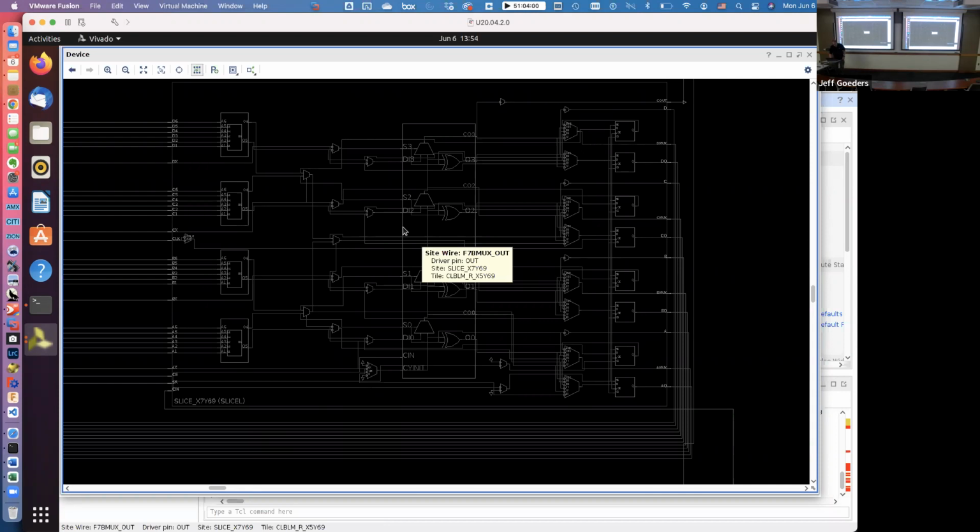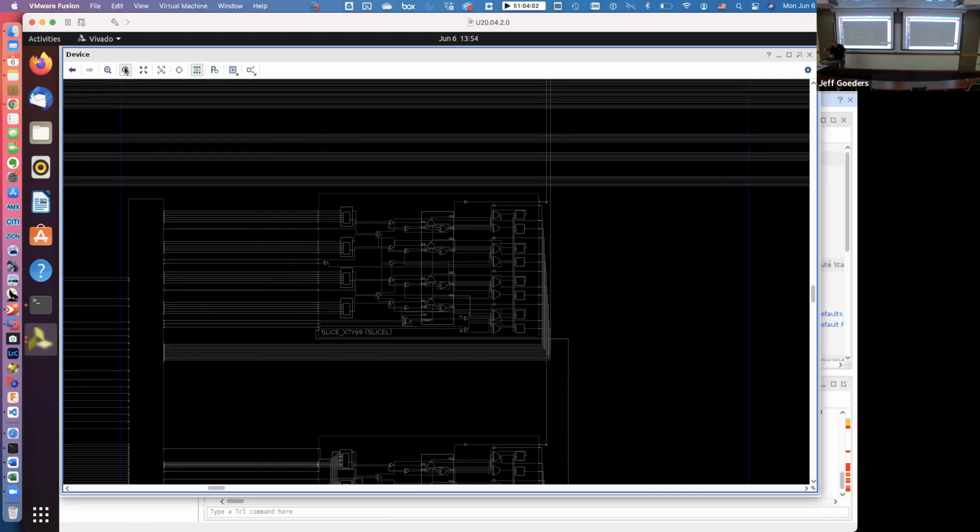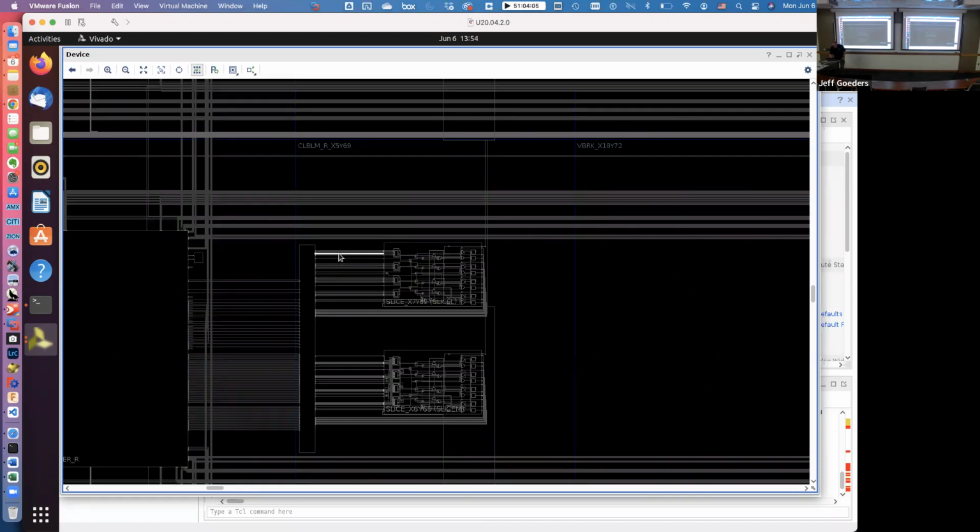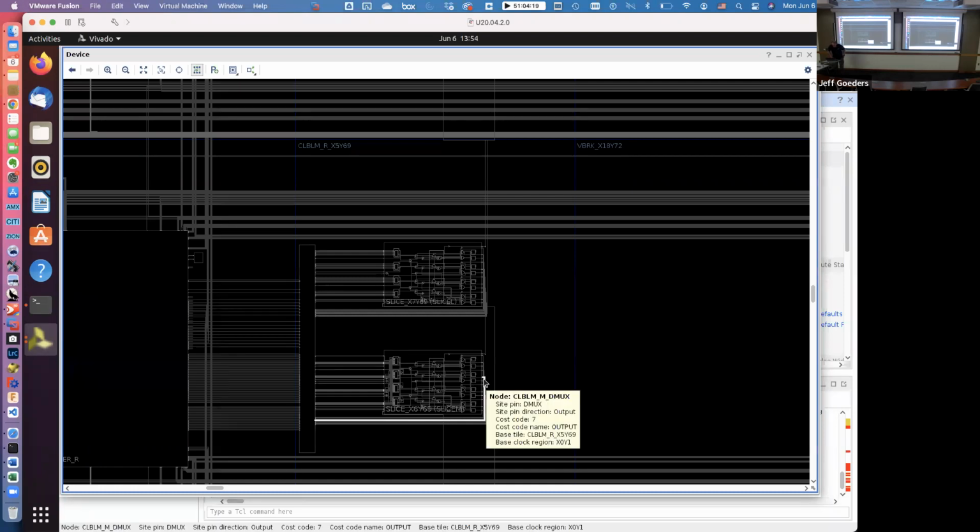Now if we zoom back out a little bit, we can grab a signal. That signal wasn't very interesting, so let's grab a different one. As we can see, the signal that I've highlighted comes out of one of the flip-flops. It has a name, called CLBLM_M_DMUX. That's the name of the wire. It's the DMUX output of the M slice in the CLBLM.